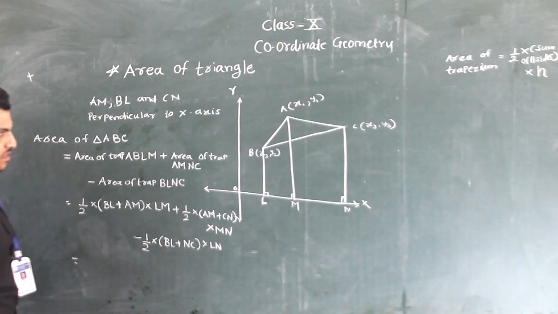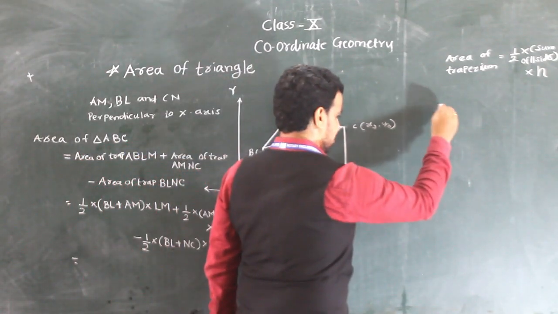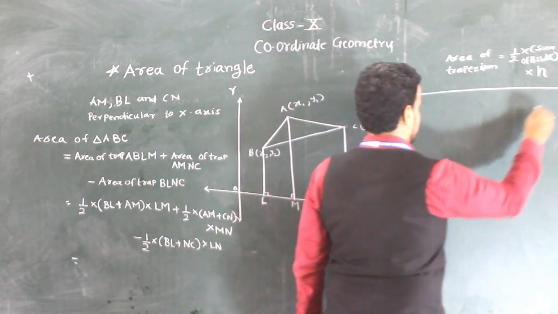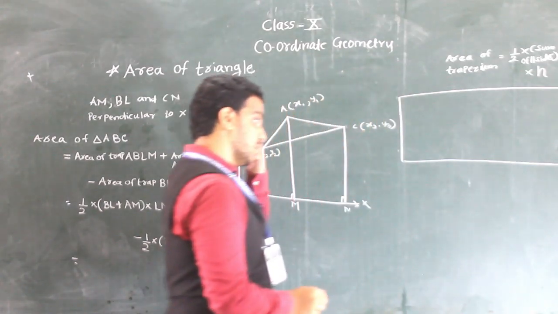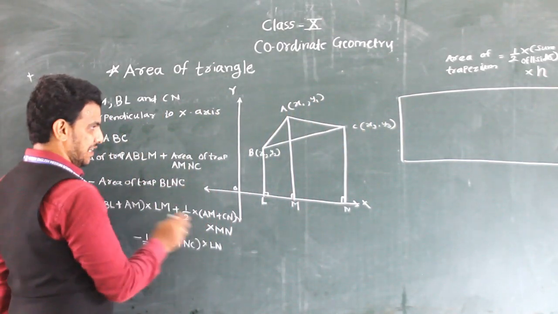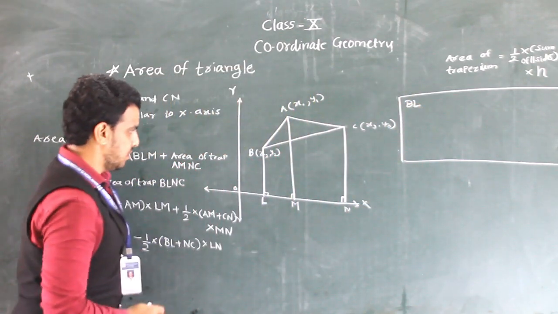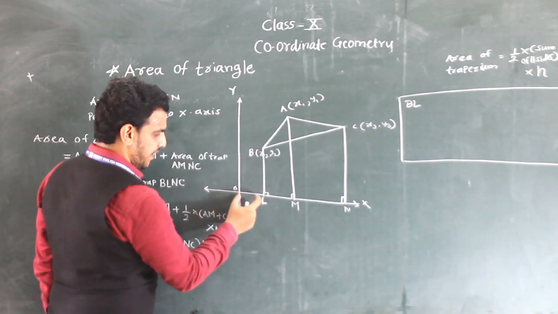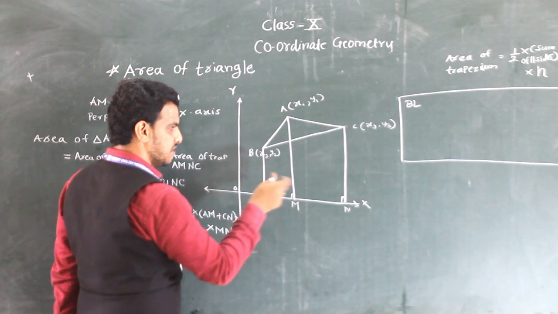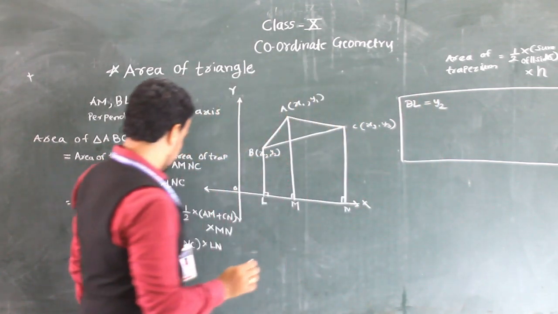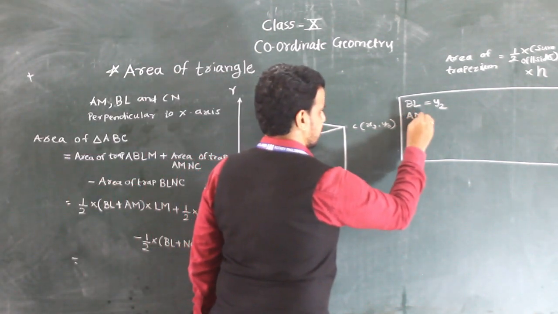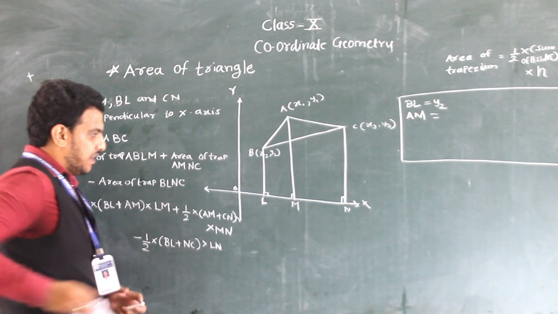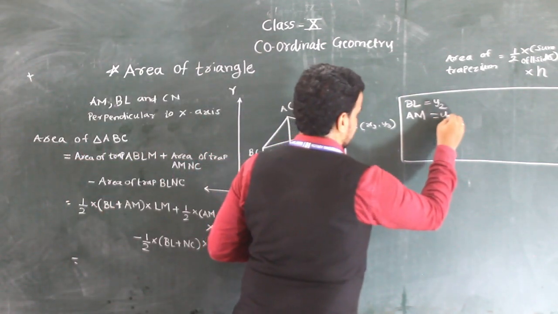Now we have to find all these distances in terms of coordinates. So here first we have to find BL, then AM, then LM. B having coordinates x2, y2 means BL distance is y2 and OL distance is x2. So BL is equal to y2. Next, AM. A having coordinates x1, y1 means AM distance is y1 and OM distance is x1. So AM is y1.